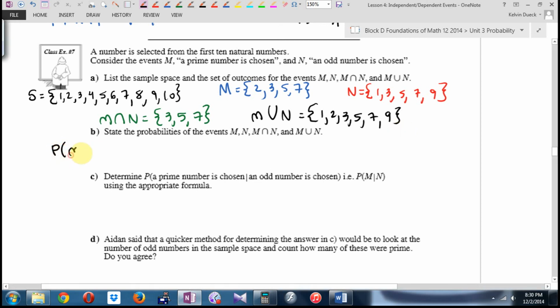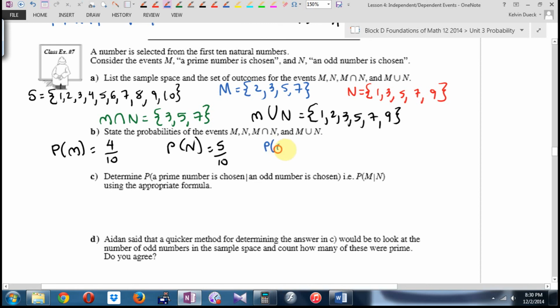Probability of M is, well, how many are in M? 4 out of 10. Probability of N, 5 out of 10. I'm just counting. 1, 2, 3, 4, 5 out of a total number of 10. If you can count it, you can solve it.